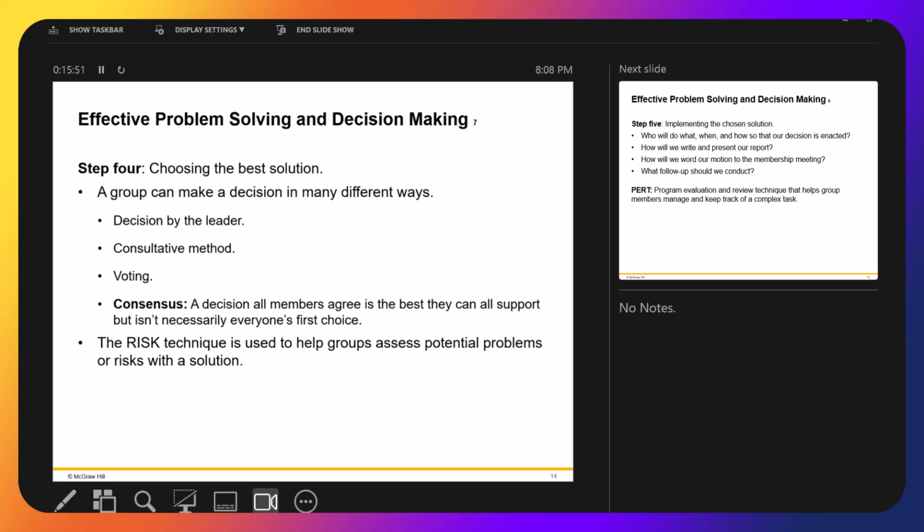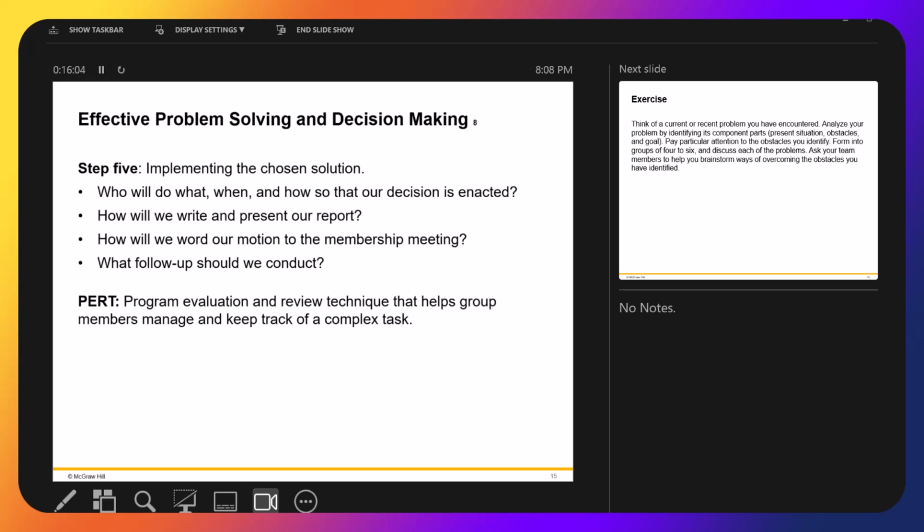Risk technique is used to help groups assess potential problems or risks with a solution. If there's still some risk associated with it, you're going to want to know. One of the reasons is that you will have to articulate that to management, stakeholders, whoever they may be. So that is effective problem solving and decision making.